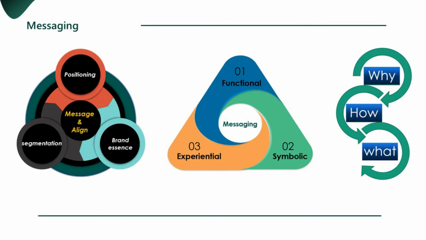Step 2 is messaging. This involves creation of communication that must satisfy segmentation, positioning, and brand essence. Messaging must display functional, experiential, and symbolic characteristics. Messaging is a continuous process that involves verbal and non-verbal communication via tools and activities. How the messaging statement is shaped matters in a big way. As per human psychology findings, customers value why they should buy rather than what and how they should buy. Hence, messaging must be around why, followed by how, and finally what.